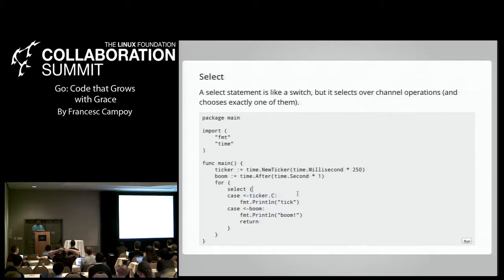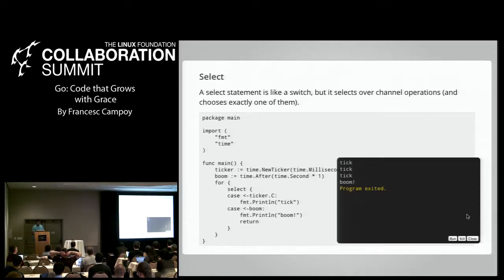At the beginning, nothing will be ready, so we'll block there until we get the first tick. And then we'll go on doing that until the fourth tick. On the fourth tick, you will get the tick and the boom at the same time. At that moment, we choose randomly which one will be executed. So we may get 4 ticks and a boom or 3 ticks and a boom, depending on the execution. So if we run it, there you go.